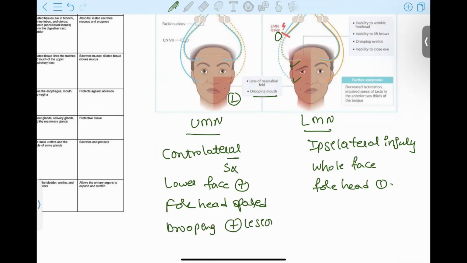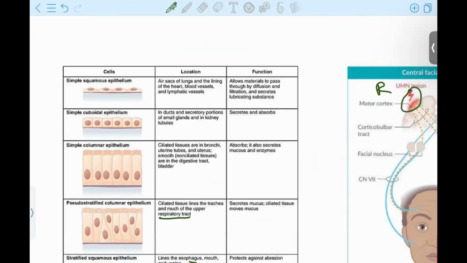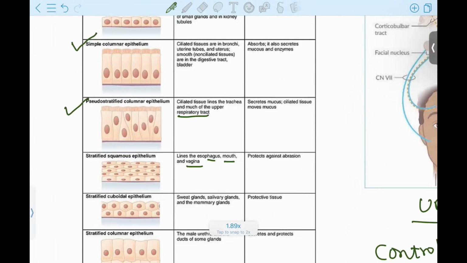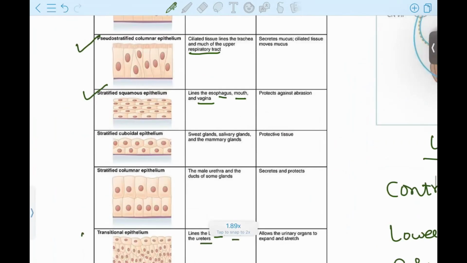So same with this side. So the drooping is also seen in the same side. The final topics. One is your epithelium, guys. In the epithelium, you have to remember simple squamous, simple columnar, pseudostratified, stratified squamous, and also your transitional epithelium.